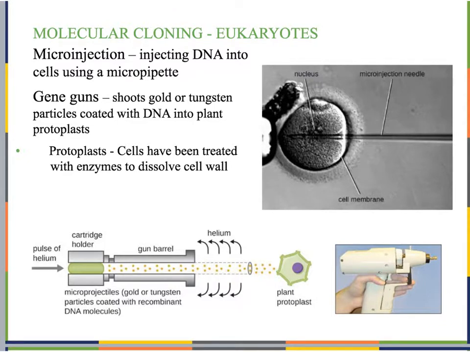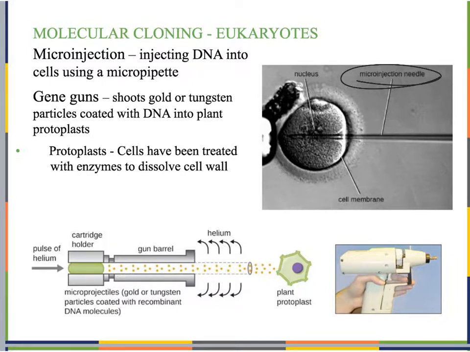Another technique that we can use is called microinjection. So this is injecting DNA into cells using a micropipette. You can see an image of that on the right side here. This is our microinjection needle. And we see this a lot with in vitro fertilization as an example. So again, with in vitro fertilization, we're taking one cell and we're putting the DNA of another cell into it. So this is a type of genetically modifying something.